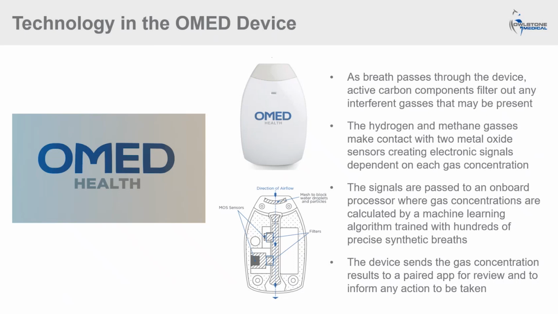So in the device, those signals are then passed to an onboard processor where the gas concentrations are actually calculated by a machine learning algorithm that has previously been trained with literally hundreds of precise synthetic breaths to help it work out what the concentration of the hydrogen and methane levels are. And of course, then that information is sent to the app.